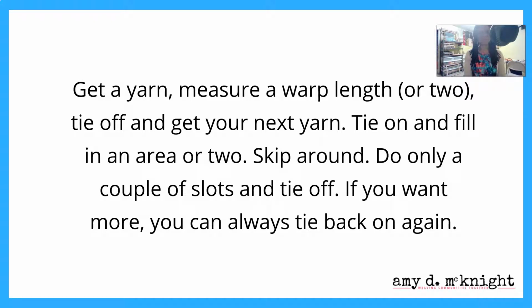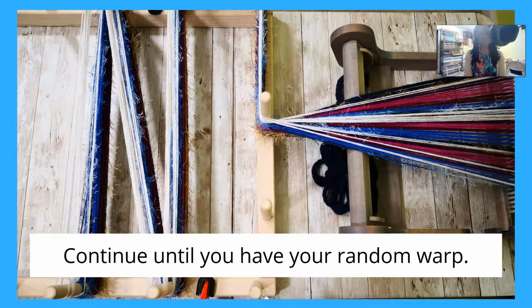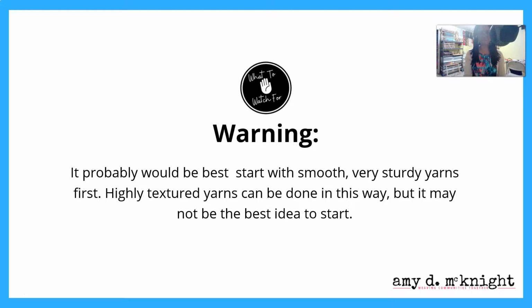So you're going to get yarn, measure a warp length or two, tie off, and get your next yarn. You're going to tie on and fill in an area or two. You're going to skip around, do only a couple of slots, and then tie off. If you want more, you can always tie back on again. I know this is heresy. It'll be okay. You want to continue until you have your random warp. And that's how it looks from above.